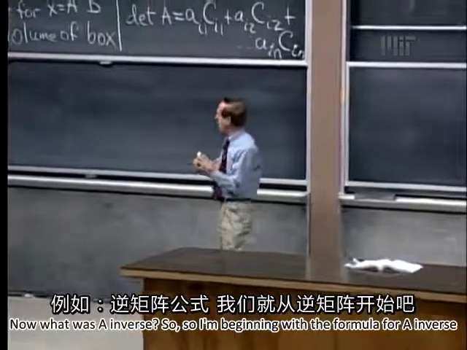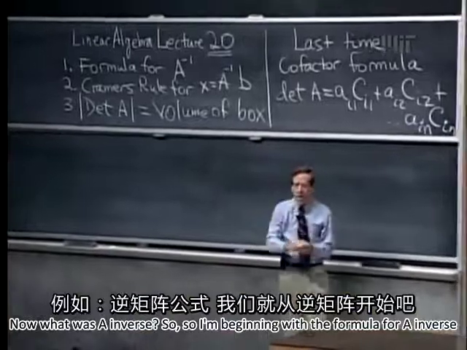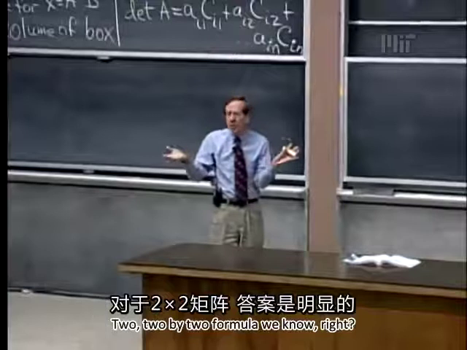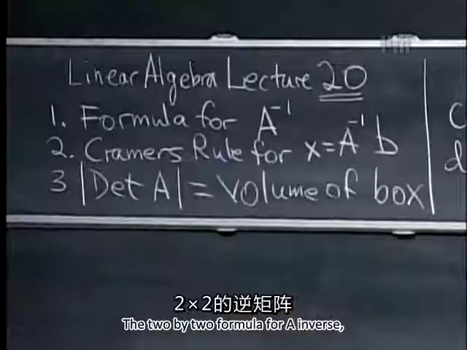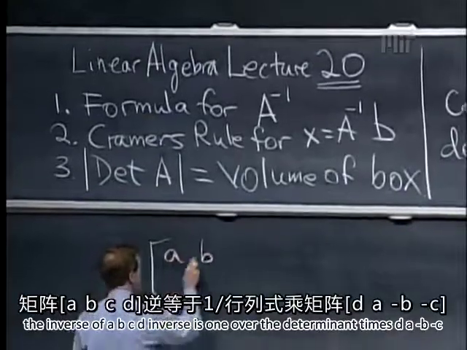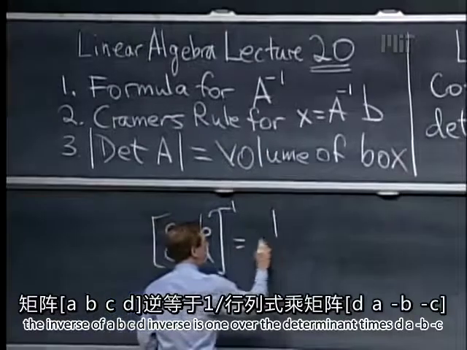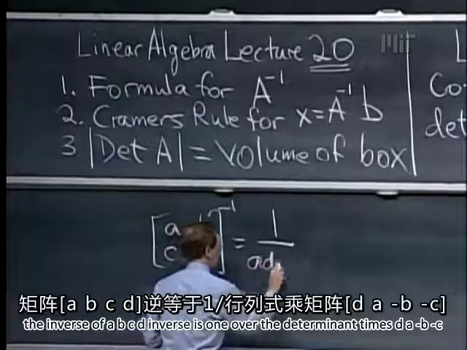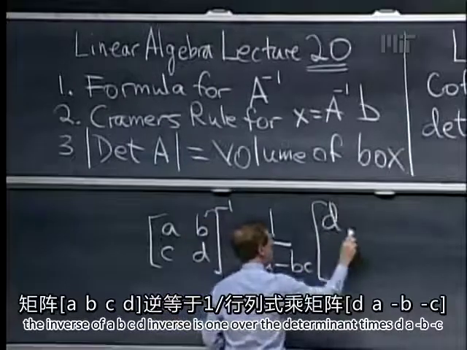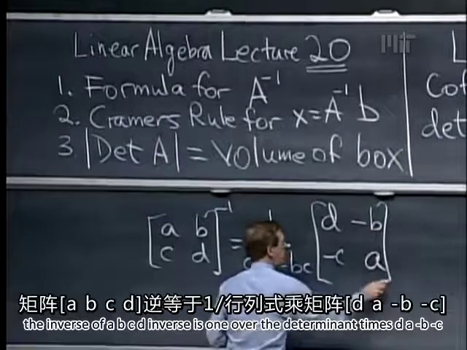Now, what was A inverse? So I'm beginning with the formula for A inverse. The 2 by 2 formula we know, right? The 2 by 2 formula for A inverse, the inverse of A, B, C, D, is 1 over the determinant times D, A, minus B, minus C.